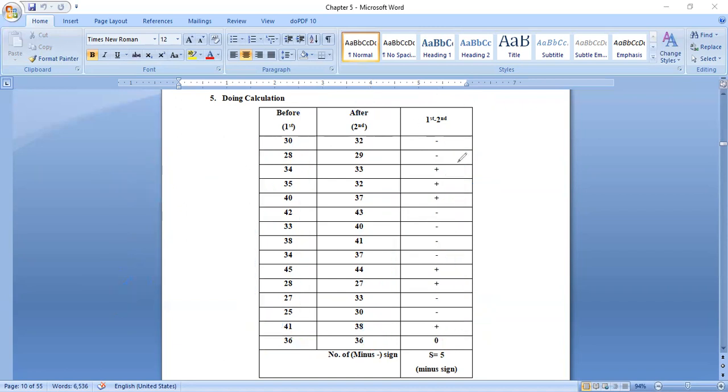So after writing, what is our process here? In a small sample sign test, when the sample size is small, n is less than 25, simply S is equal to all the minus signs here. How many minus signs are there? 1, 2, 3, 4, 5, 6, 7, 8. 8 minus signs are there. So here we have to write the minus sign only.